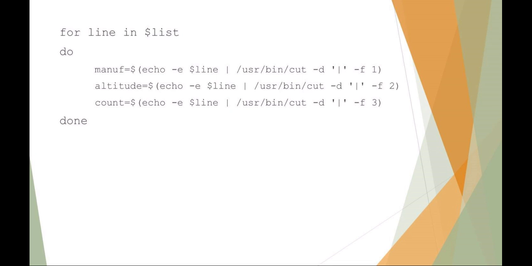Or you can expand that out. If I want to interpret the command, I can now use my dollar sign parentheses echo -e line pipe cut with a delimiter of a vertical bar, field one. I can set manufacturer equal to that and altitude equal to field two and count equal to field three. So you can see where we might be able to use this in our SQL lab.